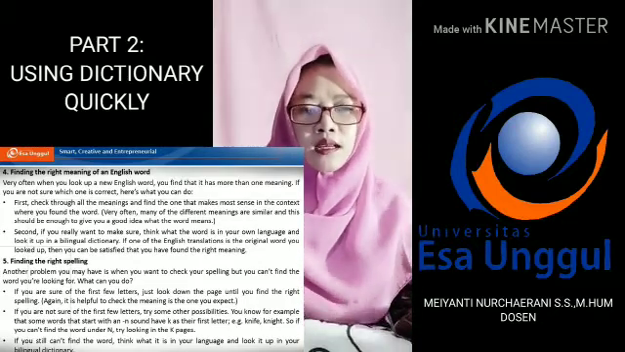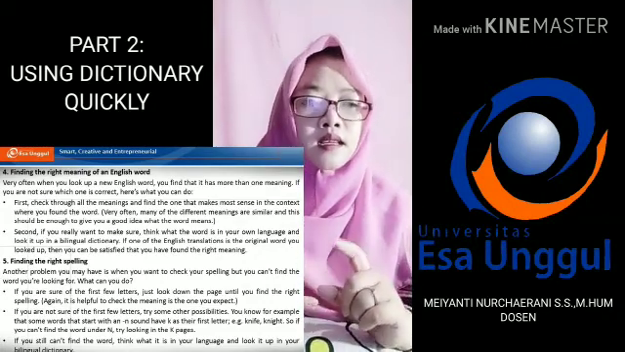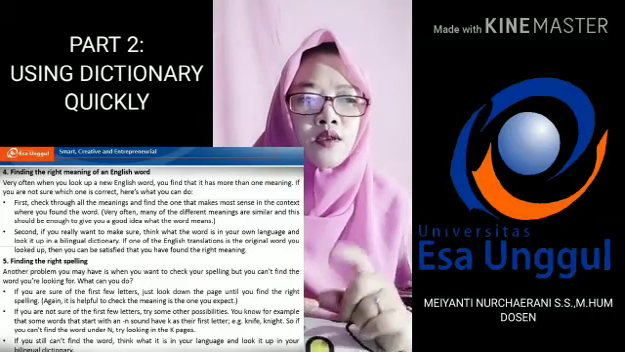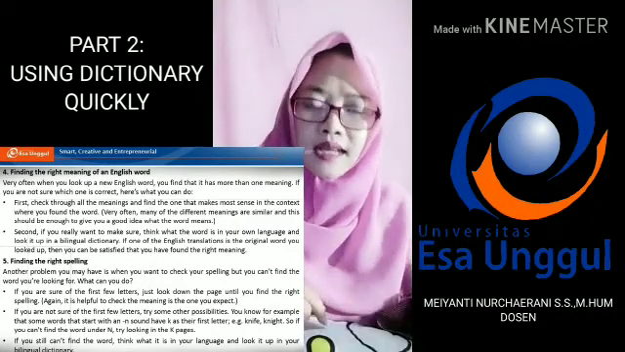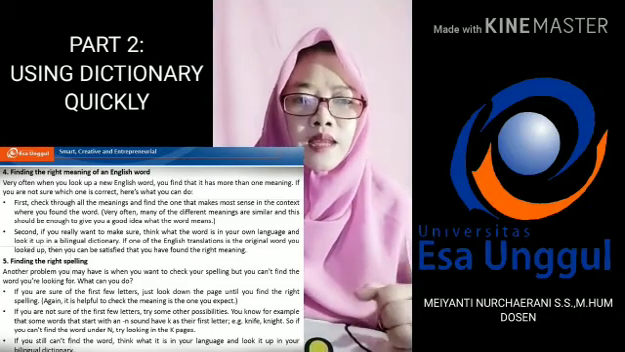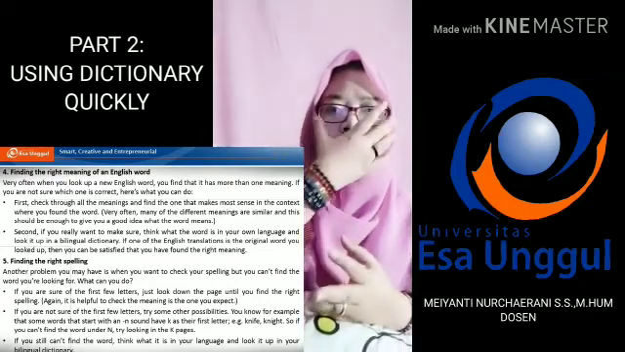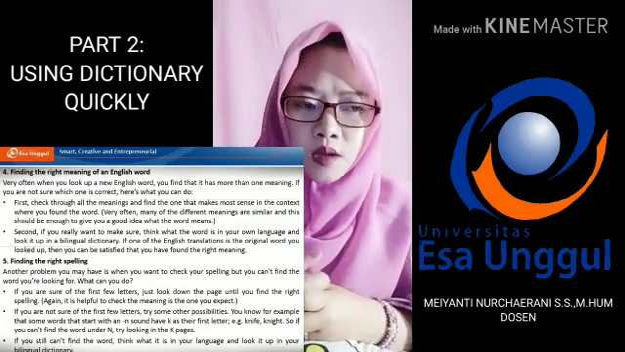So what can you do? If you are sure of the first few letters, just look down the page until you find the right spelling. Again, it is helpful to check the meaning is the one you expect. And then if you're not sure of the first few letters, try some other possibilities.